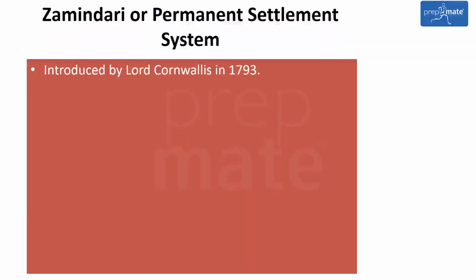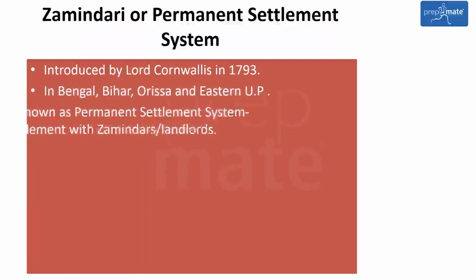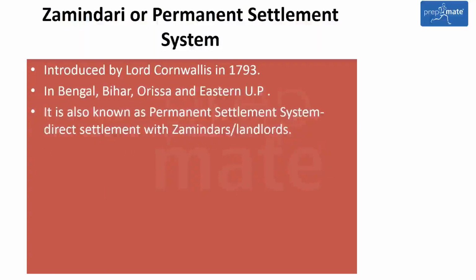Zamindari or permanent settlement system. Zamindari system was introduced by Lord Cornwallis, then Governor General of Bengal, in eastern part of the country, comprising Bengal, Bihar, Orissa and eastern UP. Zamindari system was also called permanent settlement system because it involved direct settlement with the zamindars.